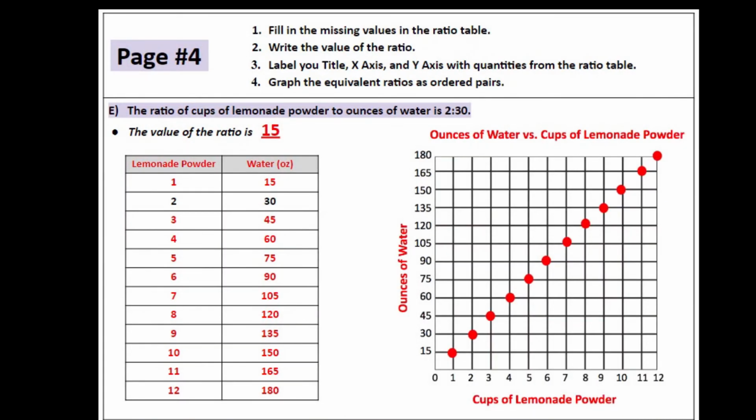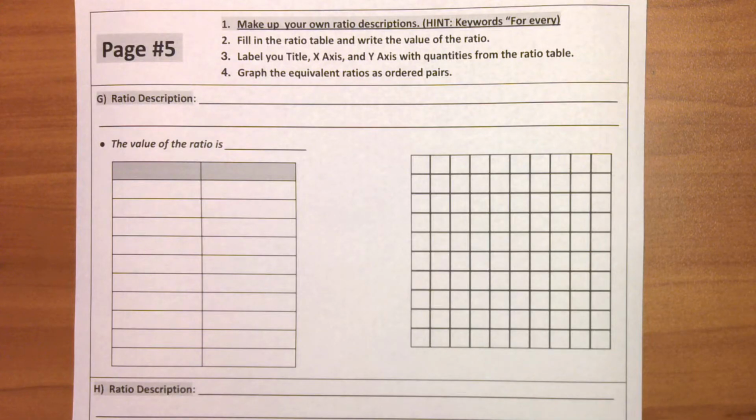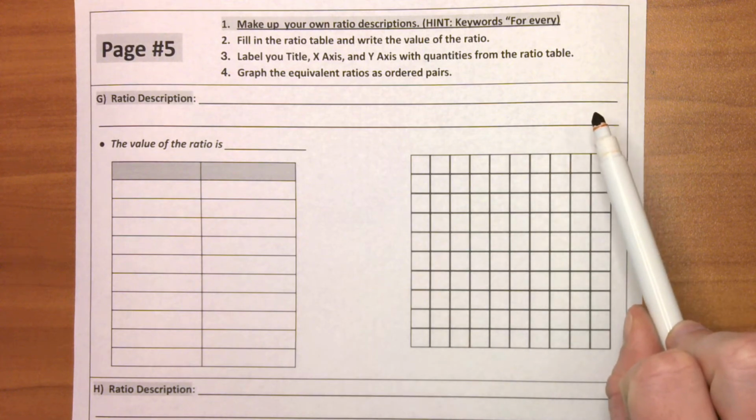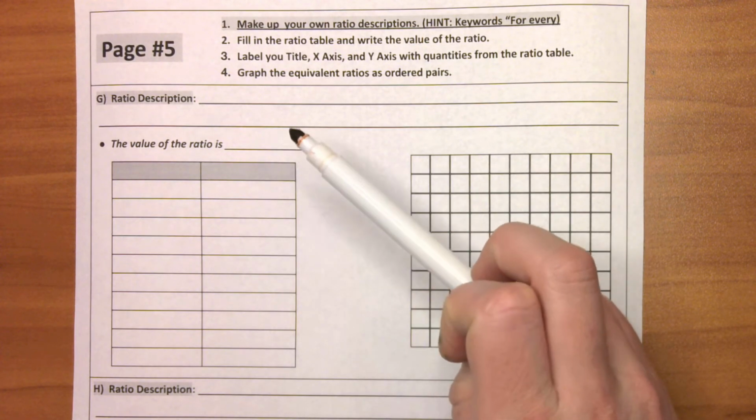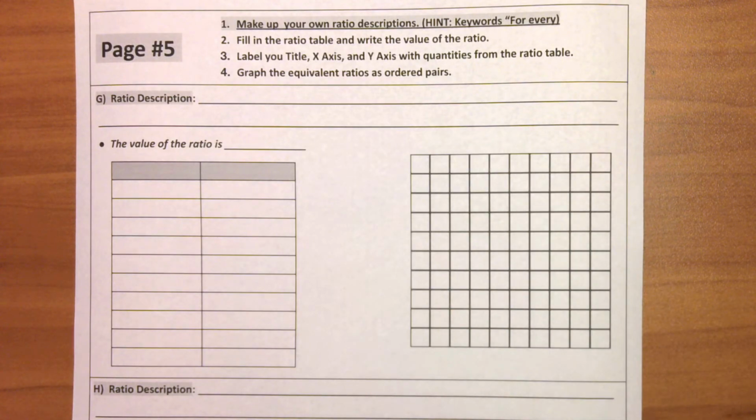Flip to page 5. On page 5, you're going to create your own ratio descriptions. So a hint is using the keyword for every, but you don't have to. So you'll come up with your own ratio description, and you can look at other problems for examples. Something like, for every 6 cats, there are 2 dogs. Don't use that example, but something like that. After you write your ratio description, you'll fill in your ratio table, write the value of the ratio, and create a graph. You're going to do that for problems G and H. I'm not going to go over anything on this page. Once you finish page number 5, come back to the video.